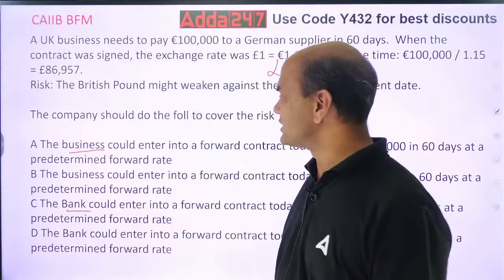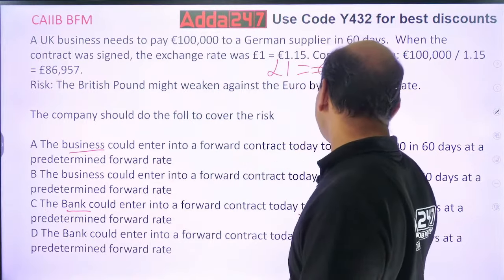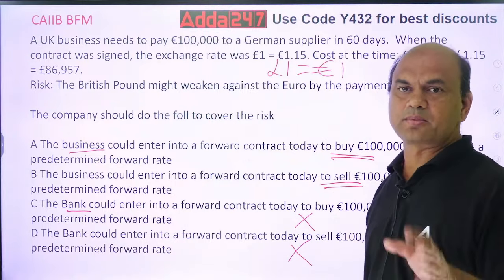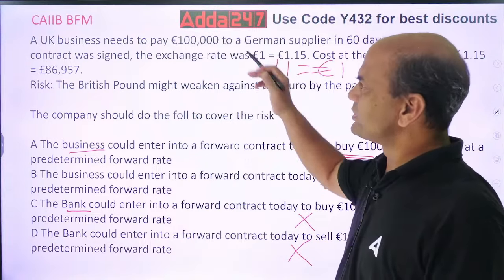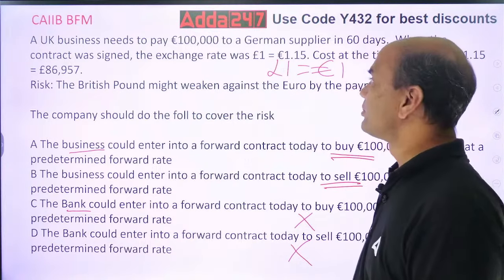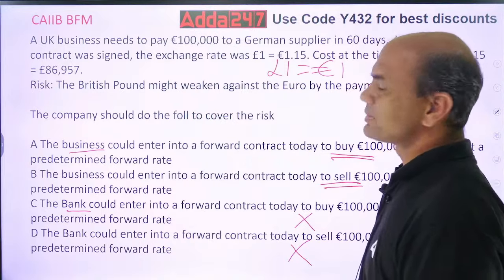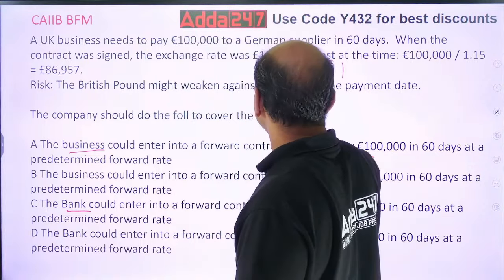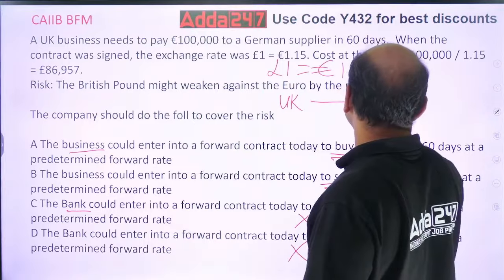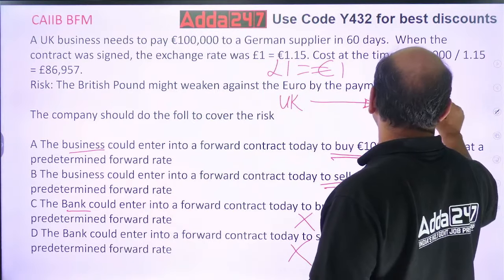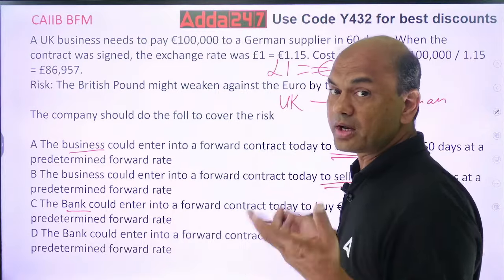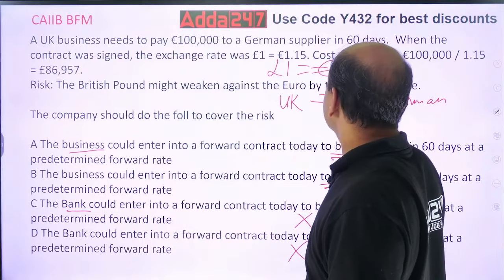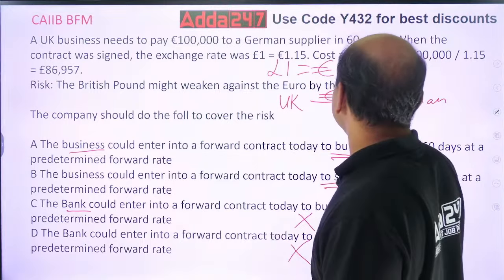Now the real question is, should the business enter a forward contract to buy euro 1 lakh or sell euro 1 lakh? This is the real problem now. See this, what is this business doing? This business has to pay euro 1 lakh to the German supplier. Understand this, I am in the UK and this is the German supplier. So I have to pay euro 1 lakh. So euros are to go out. But when? After 60 days.